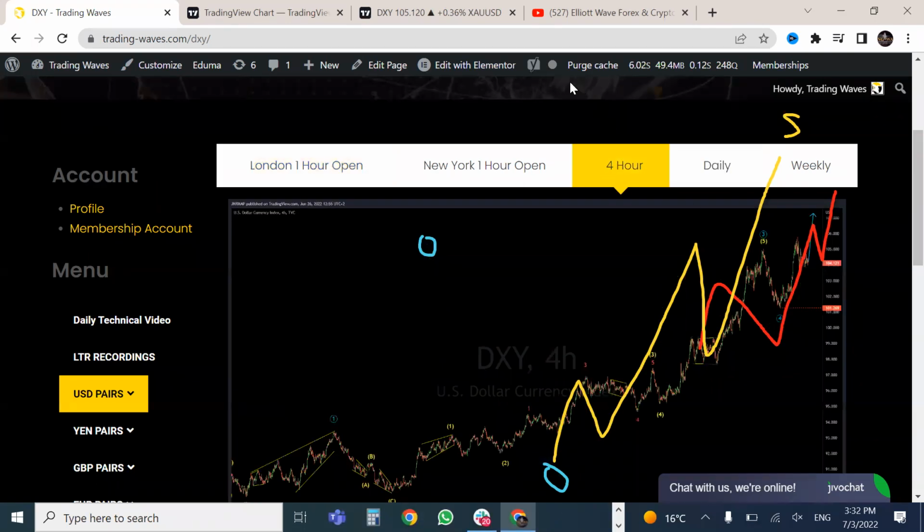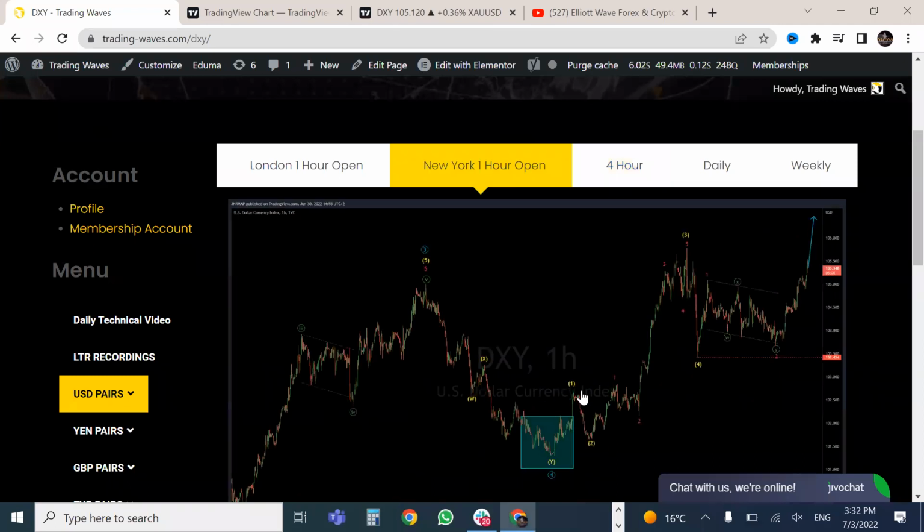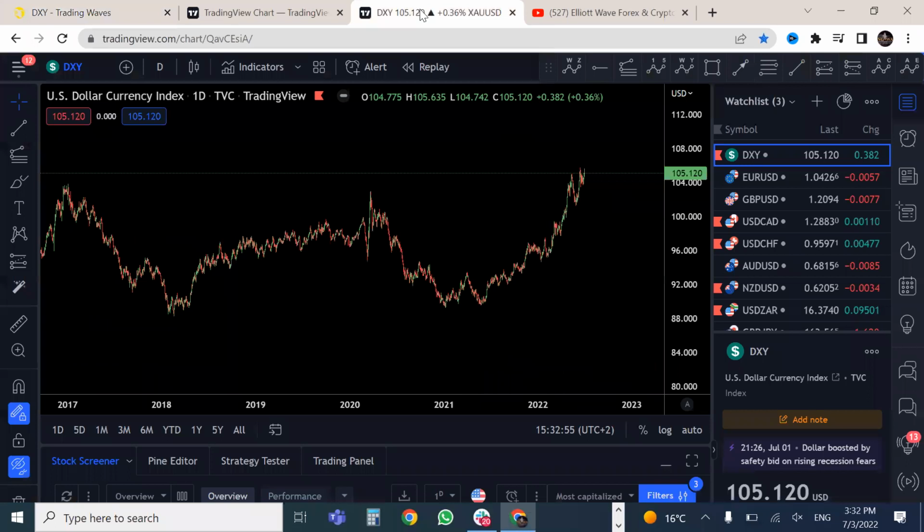Okay, so look at that here. So that's what I was talking about. I'm on the daily chart here. You've got a wave 4 here in the blue degree. So you need to be having 1, 2, 3, 4, 5 there. And that's what we're expecting. This is the 1, 2, 3, 4, 5 that we're expecting. So more upside expected on the DXY.